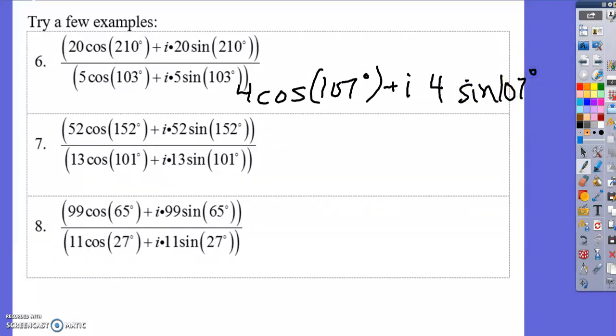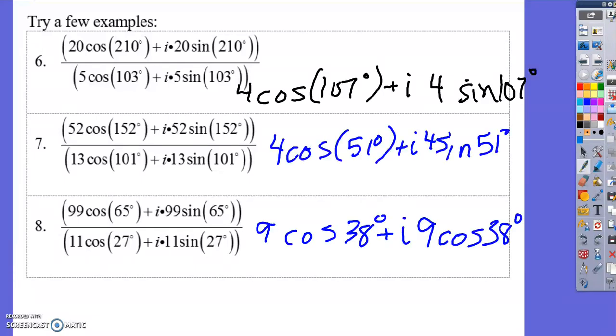So go ahead, pause the video, and do the other two, and I'll be back with the answers in just a second. And we're finished with, well, almost, because I'm going to show you one more thing. Two answers: 4 times the cosine of 51 plus I 4 sine 51. Need to be consistent and have parentheses on all those. 9 cosine 38 plus I 9 cosine 58. That's it.